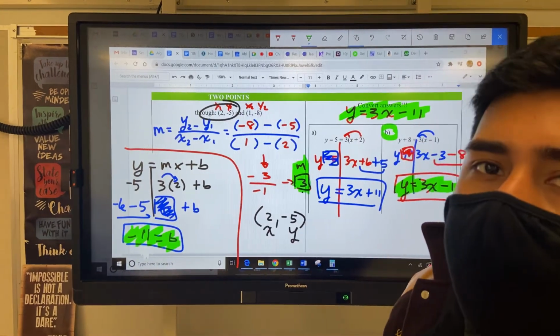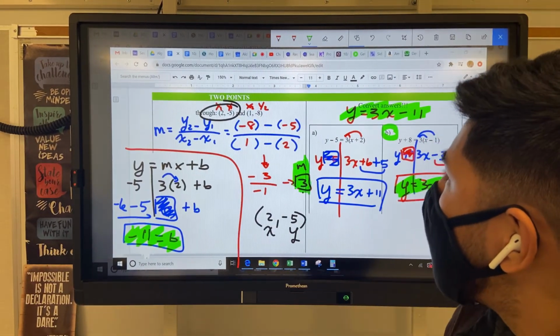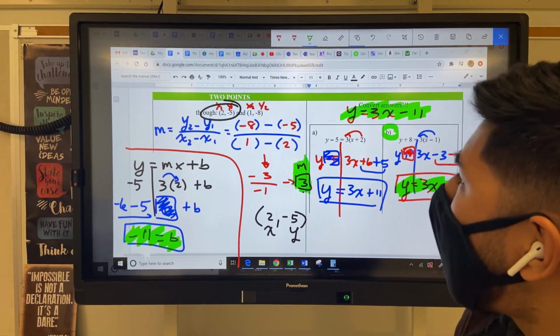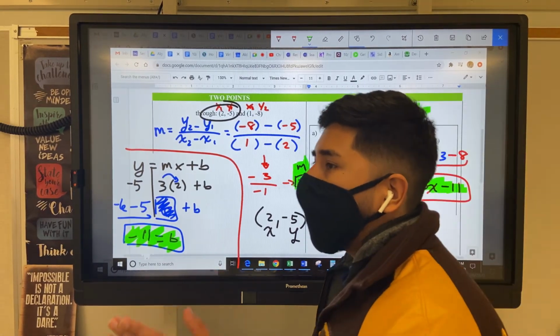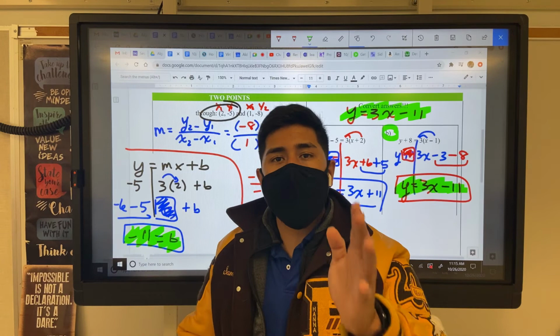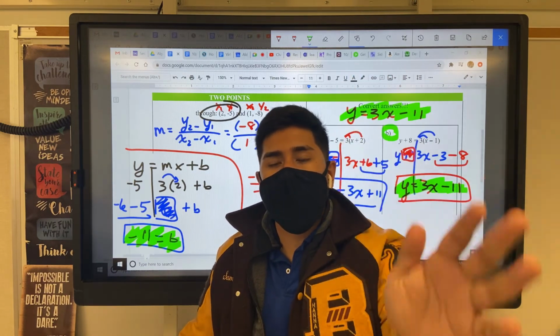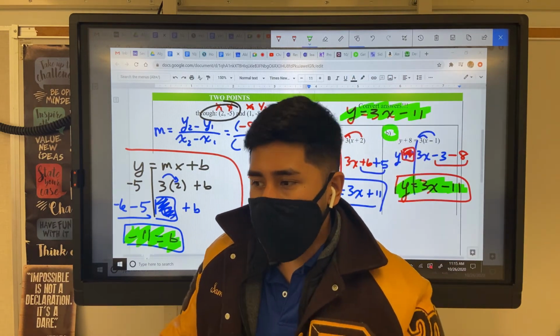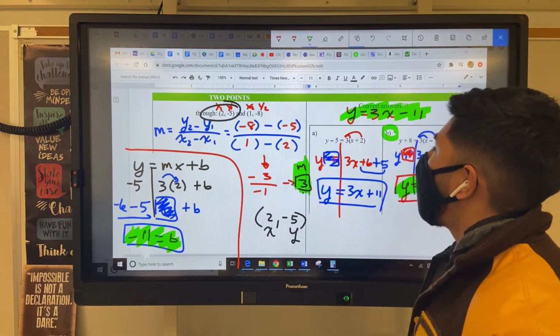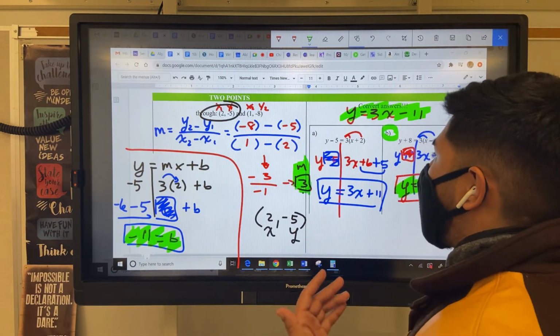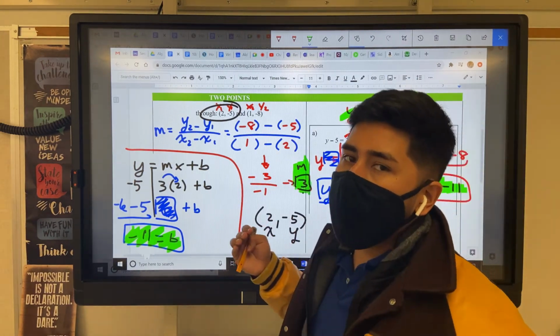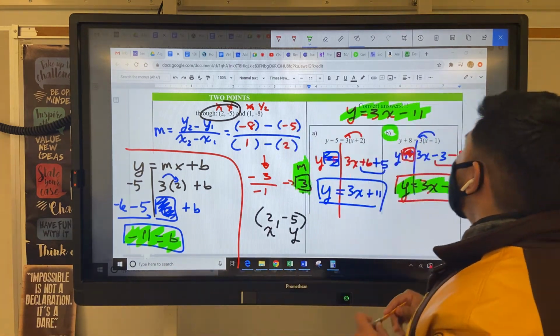Is it a lot of work? It is. But I would rather just show you one way to keep doing it and you just build off of that one way. So just become comfortable with working out a lot of stuff because, I mean, the more practice you get, the more perfect you get at it, okay? Next one.